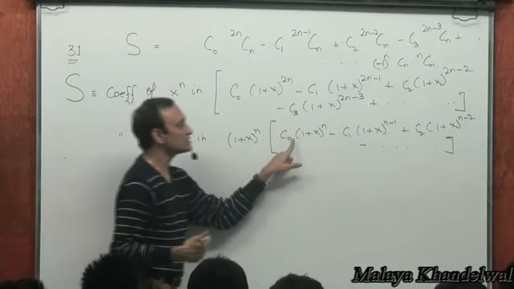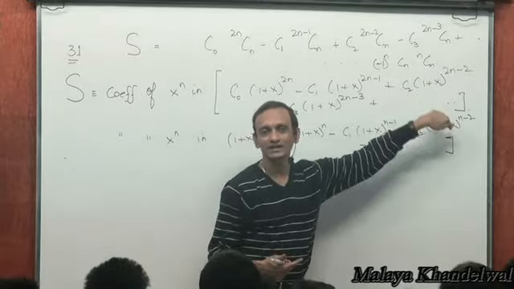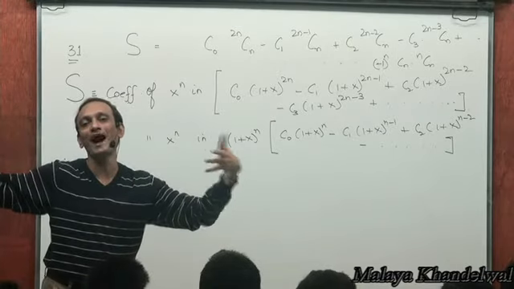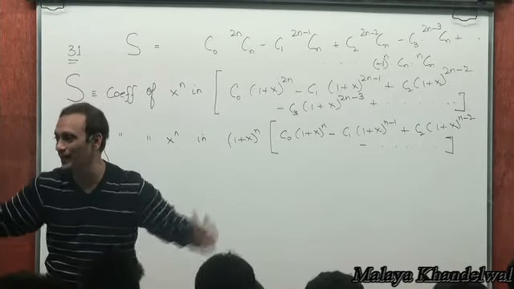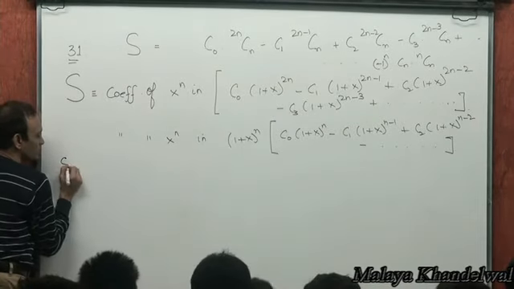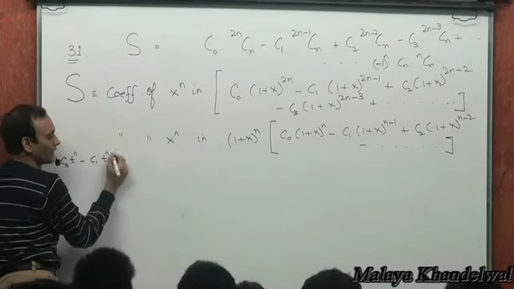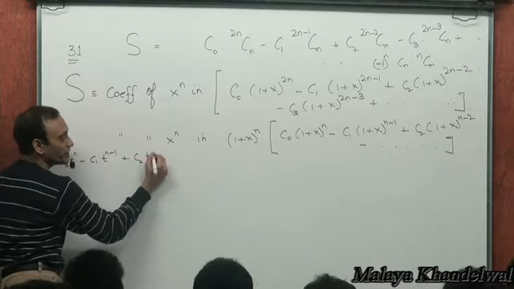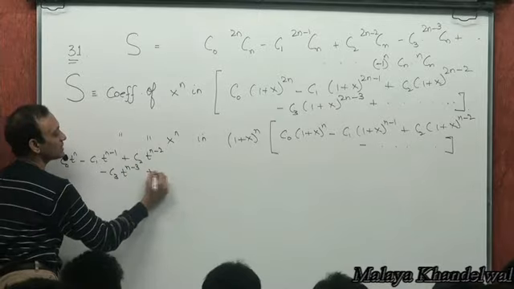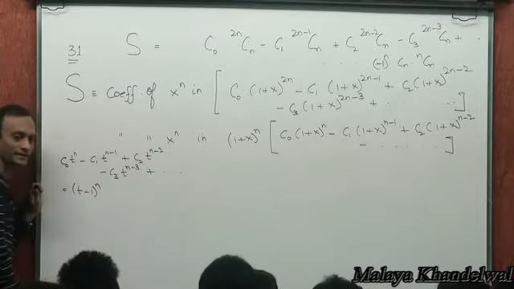Yes. C0 t^n, C1 t^(n−1), C2 t^(n−2) is going to be (t−1)^n. See, the term within the parenthesis is of the form C0 t^n minus C1 t^(n−1) plus C2 t^(n−2) minus C3 t^(n−3) and so on, which is actually (t−1) whole to the power n.